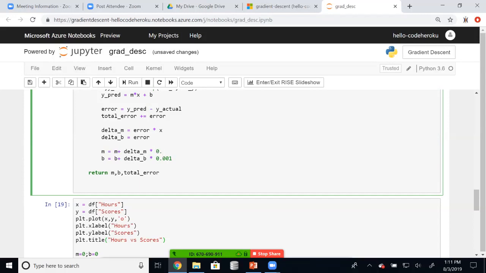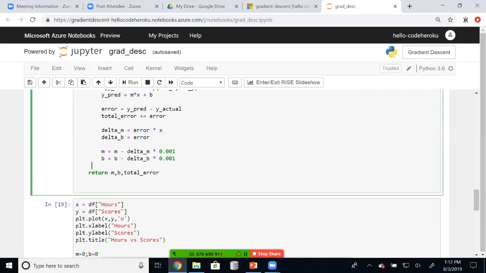And one thing that we had also said was you have to subtract m minus delta m, because we want to move in the opposite direction of the slope, right? You want to move in the opposite direction of what delta m and delta b should be. So we'll say m minus delta m times 0.001 and b minus delta b times 0.01. Okay, so the negative over here means that we want to move in the opposite direction of the slope. So that's why I'm adding a negative.